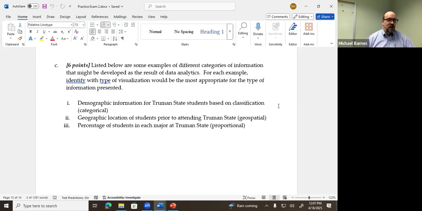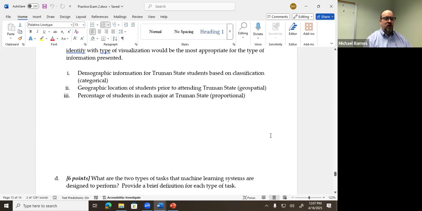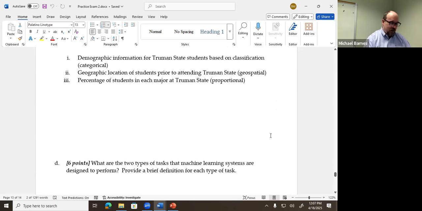Geographic location of students prior to attending treatment state, which is geospatial data. What are we going to use for that? What do you use? A map. Yeah, for geographic data, use a map. If you're going to be traveling somewhere, use a map. Same thing for geographic data or geospatial data. The proportions or percentage of students in each major at treatment state, which is a proportional measure. What is that? Pie or donut chart. So for proportional charts, pie or donut chart would be fine.